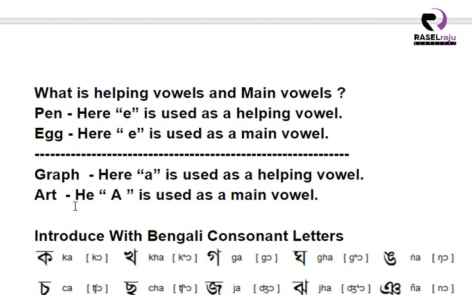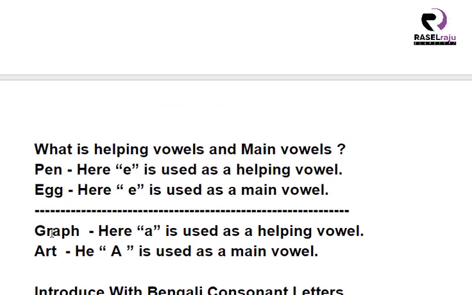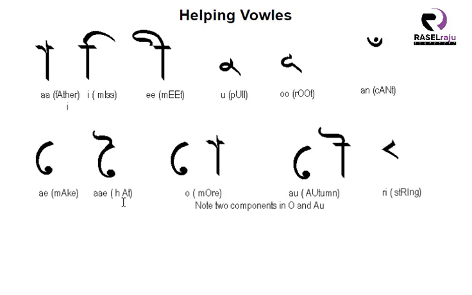Another example, graph. Here A is used as a helping vowel. Gra, G-R-A, gra, P-H, graph. But here A is used as a main vowel. Okay, both are different. Hopefully you can understand all right.